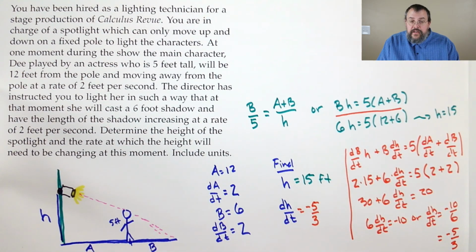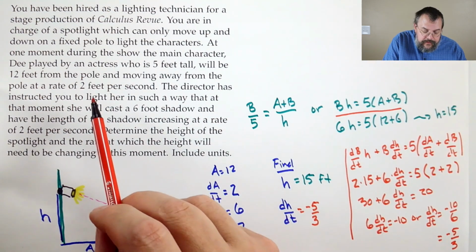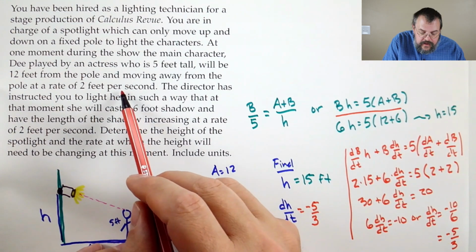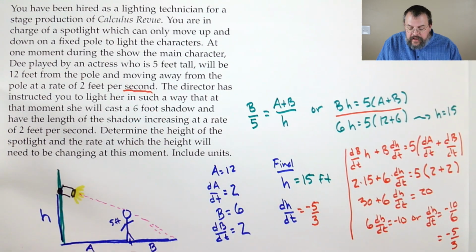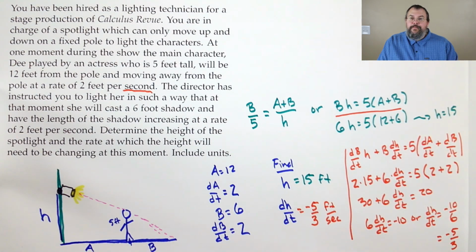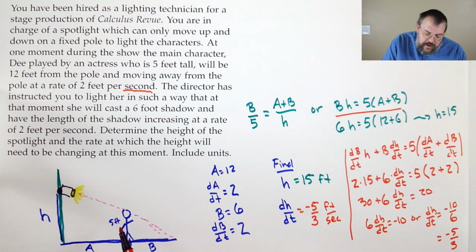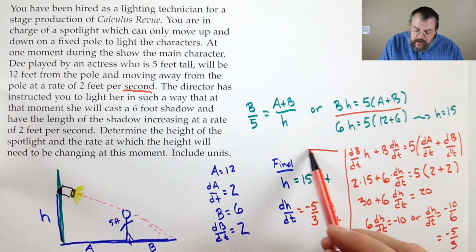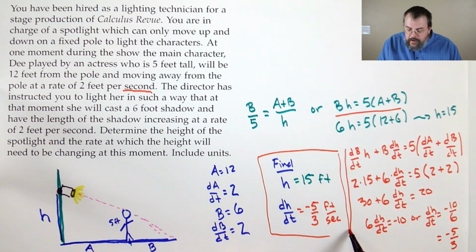Negative 5 thirds what? Well, what are our units? We have feet, and you can see our time, seconds. Feet per second. That's going to be going down pretty fast because, as she walks away, the shadow is going to lengthen, but we need to make sure to get the full effect, it needs to be going down. All right, well, there we go.